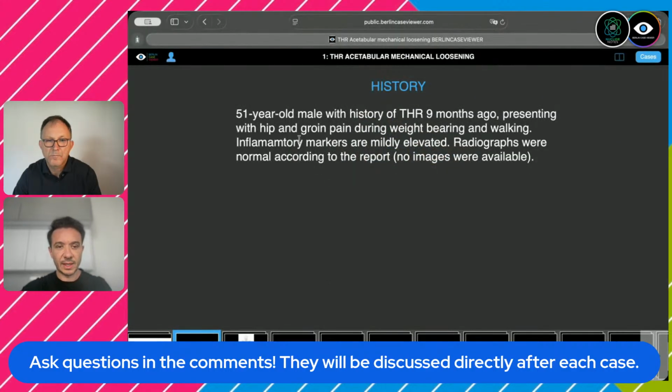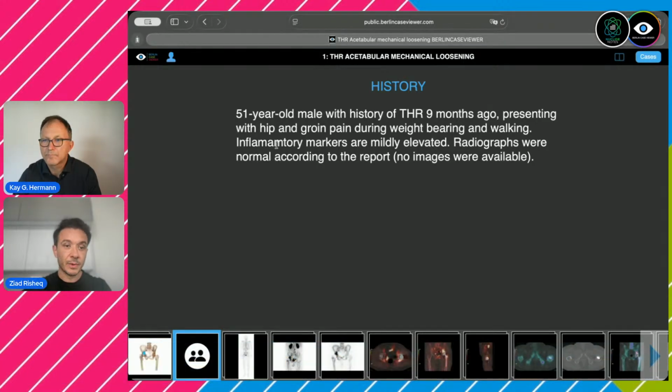So the first case is a 51-year-old male with total hip replacement 9 months ago, and he presented with hip and groin pain during weight bearing and walking. The inflammatory markers were mildly elevated, and the radiographs were normal according to the report. Sometimes we don't get the full history from the patients or from the referring physician, so you have to do with what you get.